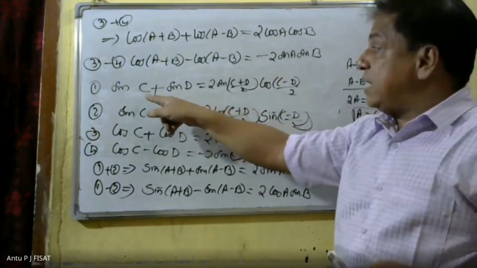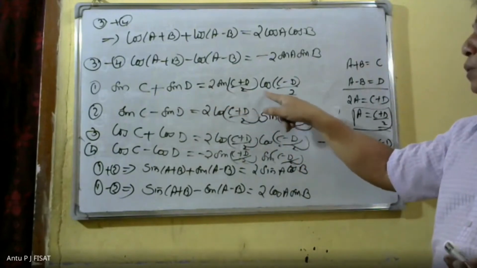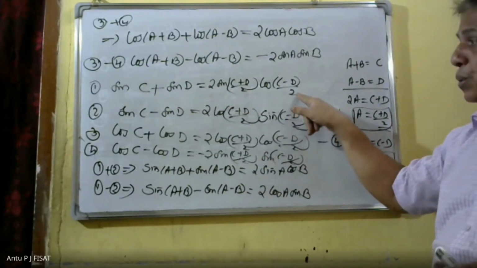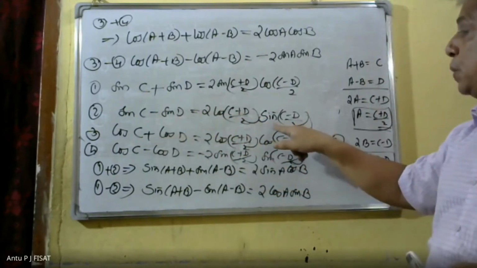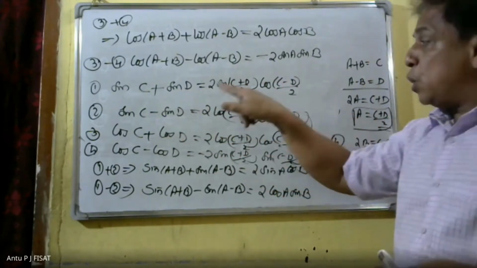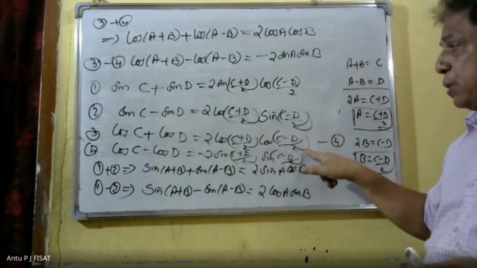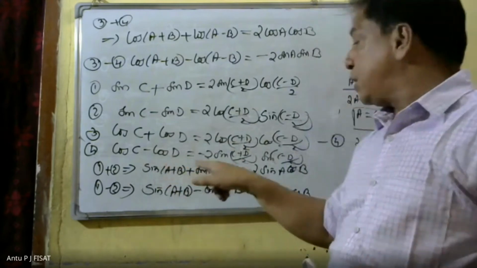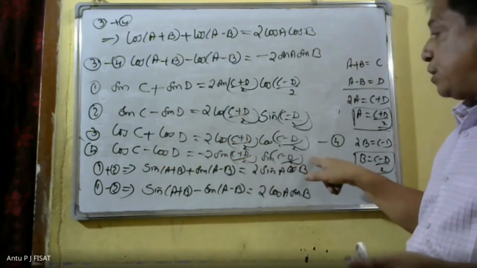Then we get sin C plus sin D is equal to 2 sin (C plus D)/2 into cos (C minus D)/2. Sin C minus sin D is equal to 2 cos (C plus D)/2 into sin (C minus D)/2. Cos C plus cos D is equal to 2 cos (C plus D)/2 into cos (C minus D)/2. Cos C minus cos D is equal to minus 2 sin (C plus D)/2 into sin (C minus D)/2.